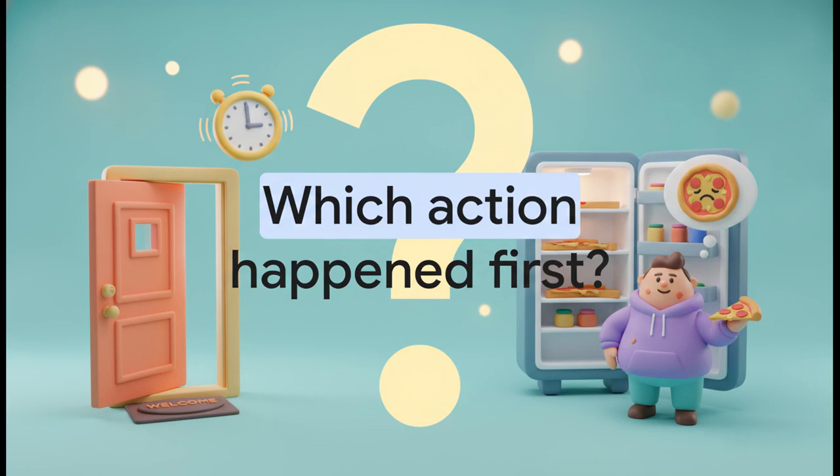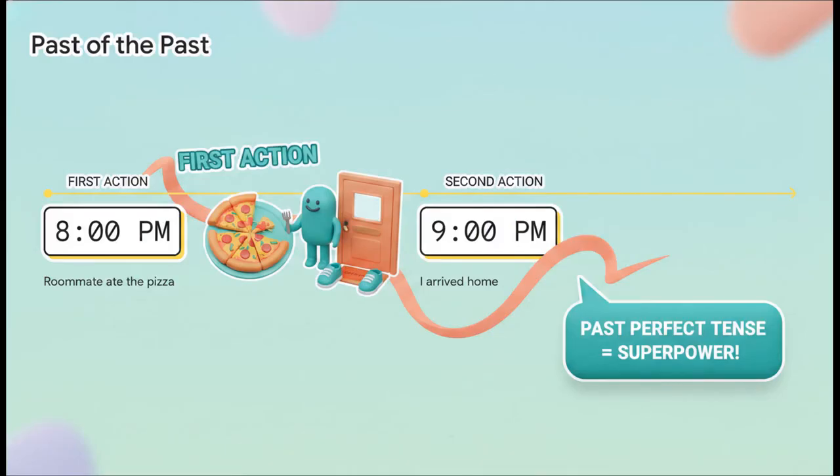1. I arrived home. 2. My roommate ate my pizza. Which action happened first? Well, you know the pizza was gone before you opened the door, but how do we say this clearly in English? This timeline shows us the answer.